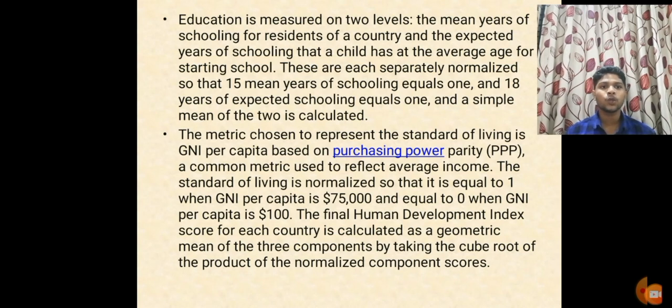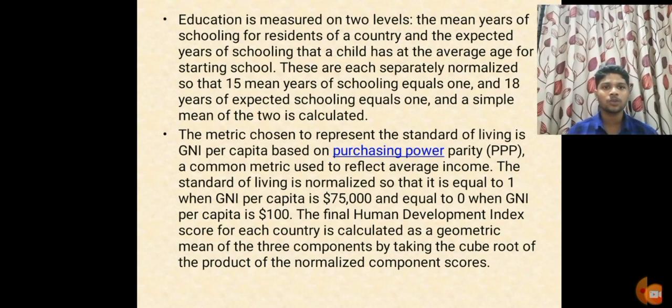The final Human Development Index score for each country is calculated as the geometric mean of the three components, by taking the cube root of the product of the normalized component scores. So here is what I was trying to explain. The Human Development Index may seem to be a single value, but it is the aggregate of many scores.